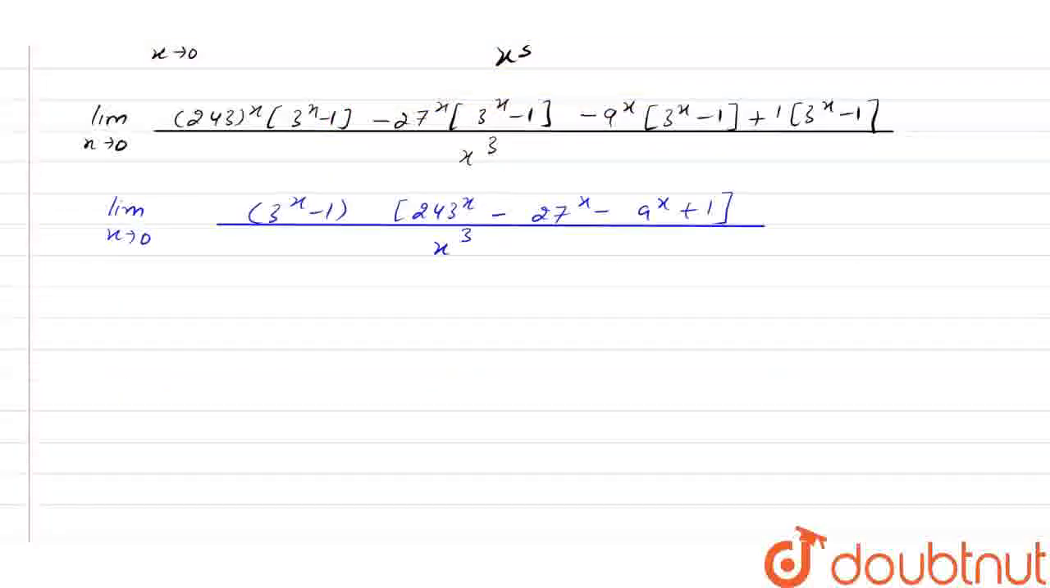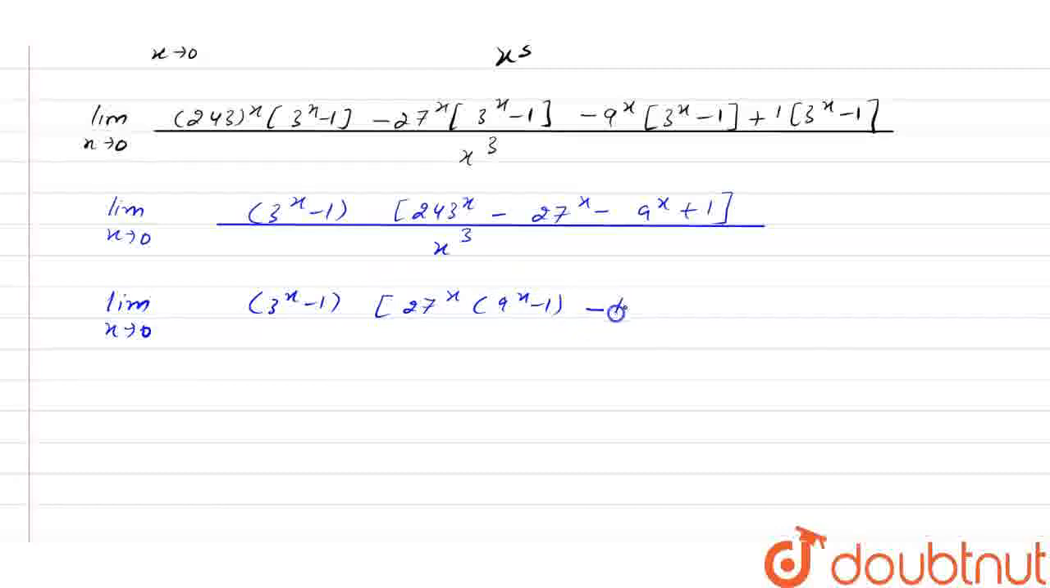So now after solving this, we have limit x tends to 0. We have that equal to 3 raised to power x minus 1 into, by taking 27 raised to power x common, we have 9 raised to power x minus 1 minus 1, 9 raised to power x minus 1. So now this will be divided by x raised to power cube.